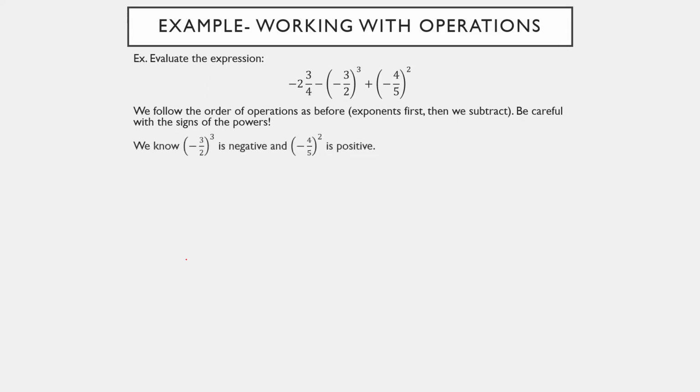So the first step, I would try to figure out what the signs of the powers are. I know that this power right here, -3/2 to the power of 3, will be negative. How do I know it's negative? Because the exponent is odd. And I know that this power right here, -4/5 to the power of 2, is going to be positive because, again, the exponent is even. So I already know right from the beginning that the first power will be negative and the second power will be positive. That makes it a little bit easier, so I don't have to worry so much about the signs in the actual base.